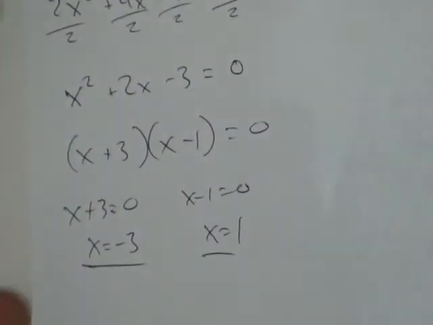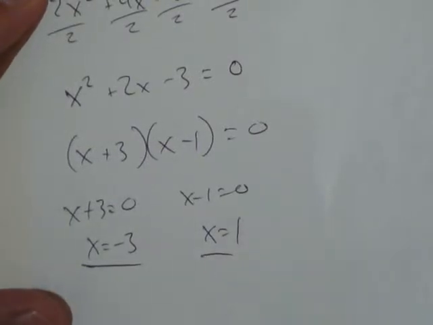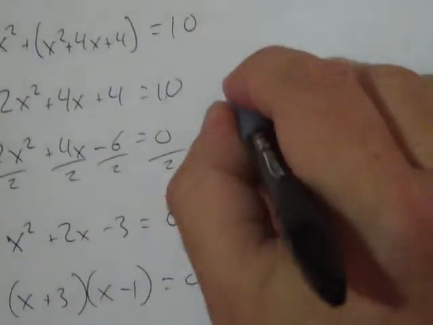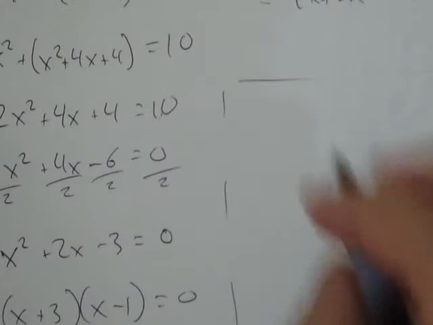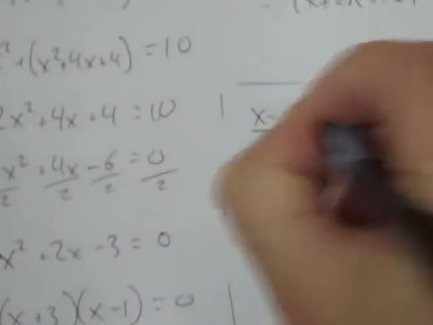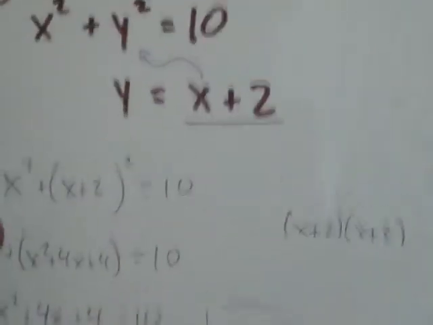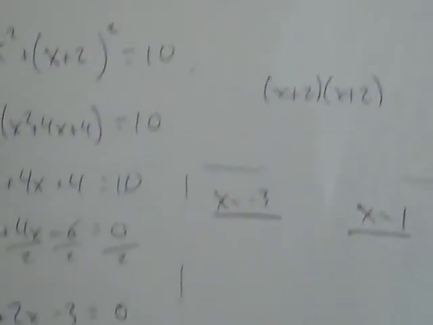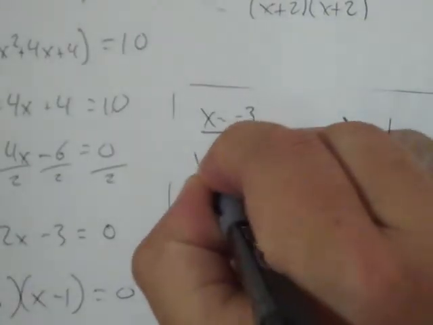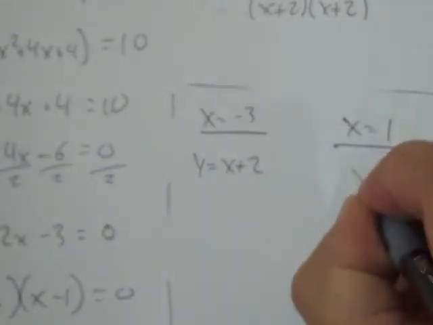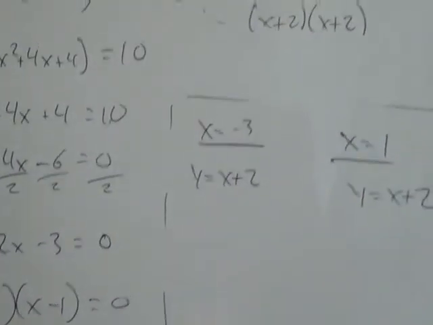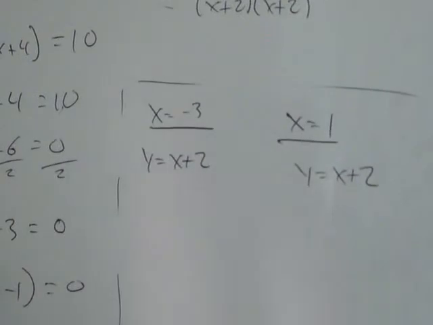So we're going to have 2 points, it looks like, or at least 2 points. So let's go over here and see what happens. We're going to have x equals negative 3 and x equals 1. Let's plug these into our line right here. So we have y equals x plus 2. That'll make life a little bit easier for us. So let's see what happens.